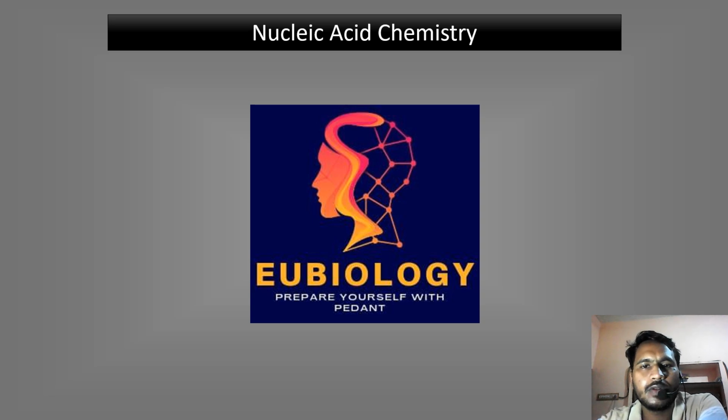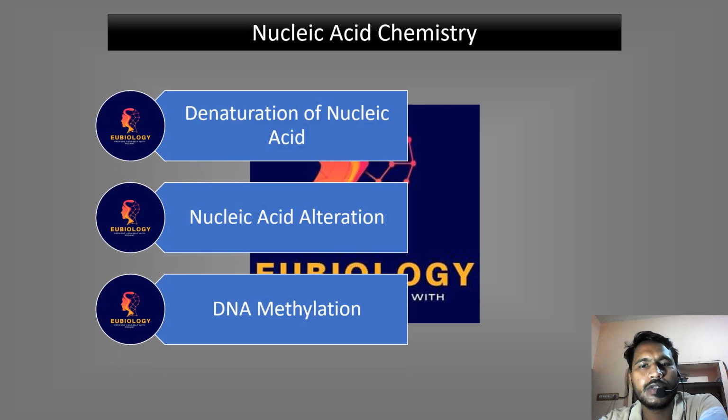So let's begin with today's lecture. In this lecture, we are going to cover the denaturation of nucleic acid, alteration, and the DNA methylation. Briefly, I will tell you a few words. Denaturation means what? DNA will be denatured, and how it will be reannealed, how the annealing will occur, and how much time it will take. What are the factors that will affect it, that we are going to see.